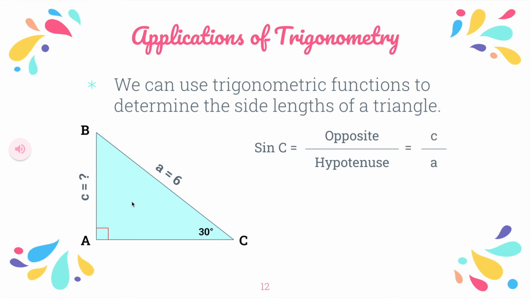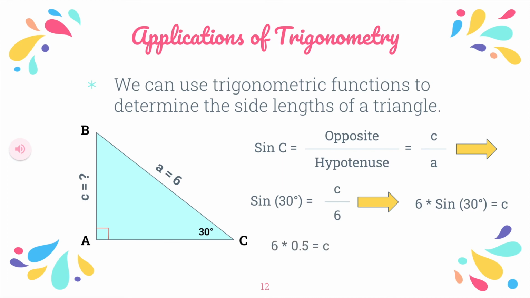Since we know what angle C and side A equal, we can plug those in and find out that sine of 30 degrees is equal to C divided by 6. By doing some basic manipulating, we find out that C would equal 6 times the sine of 30. We use our calculator to find out that sine 30 is 1/2. We do the multiplication and we figure out that C is 3 units long.